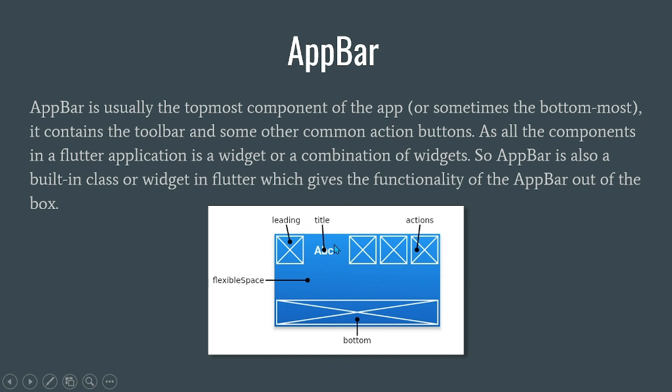Then there's the title, for whatever title you want to have on your page. You can add other actions as well, certain buttons, maybe a refresh button to refresh the screen. And this is the flexible space present in between, and you can have a bottom bar as well using the app bar widget. It adds certain extra functionality to your app, which makes it look better, more polished, and it's a good widget to have on every page.